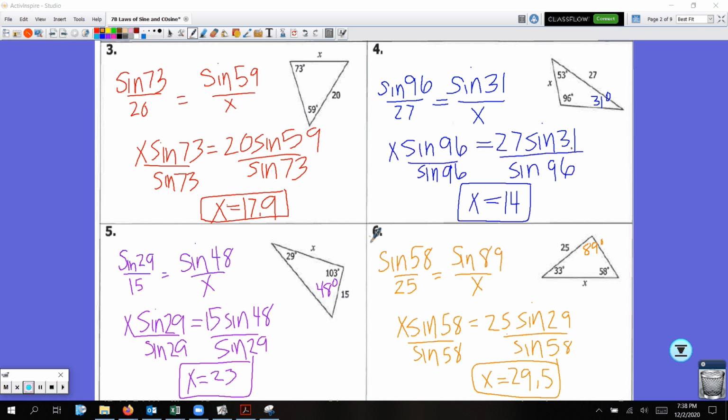Number 6, same thing. Subtract, we get 89 degrees. Sine of 58 over 25 is equal to sine of 89 over X. Cross multiply and we get X is 29.5. So hopefully you did well and you were able to come up with 4, 5, and 6 and figure out what was missing there. All right, let's take a look at some more examples here.